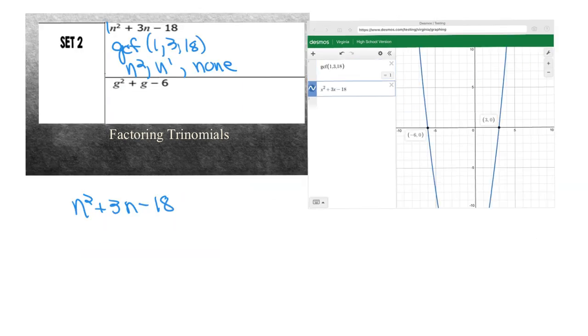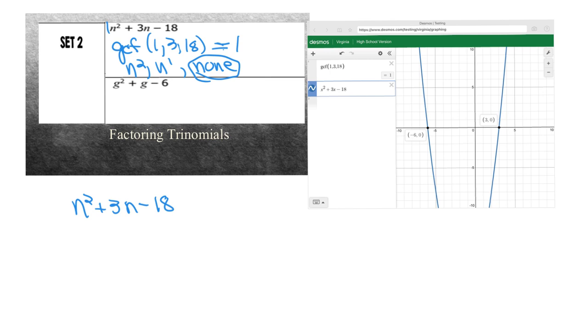All right, this one is a little bit different. It has a minus sign in it. We're going to treat it exactly the same way. First thing we're going to do on Desmos is to find the GCF. The GCF of 1, 3, and 18 is 1. I compare the variables. I have n to the second, n to the first, and none. Therefore, none go in my GCF.